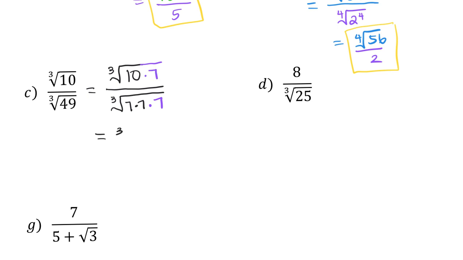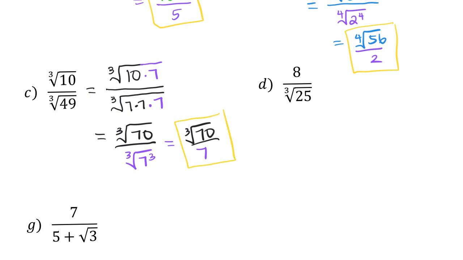On the top, 10 times 7, I have 70. On the bottom, I have the third root of 7 to the third. The third root of 7 to the third is 7. And then this is supposed to be a better answer because there's no radical at the bottom.